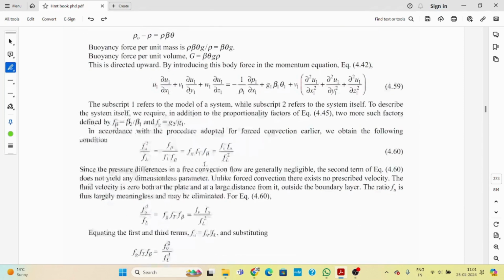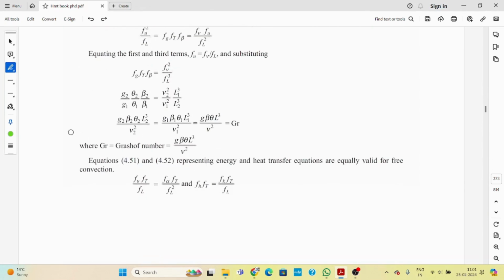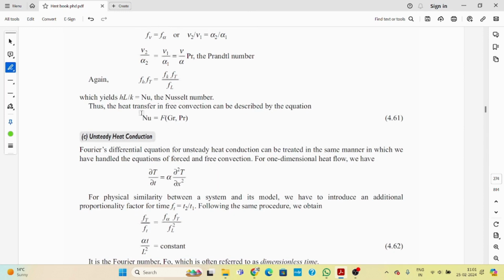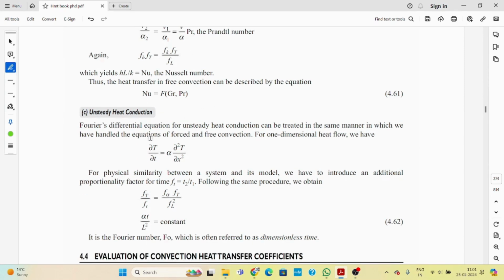So let me show you something important. You can remember this Grashof formula: g beta delta T L cubed upon nu squared. This is important, and it will be directly asked in your examination. For free convection, the Nusselt number is a function of Gr and Pr, and for forced convection, the Nusselt number is a function of Re and Pr.